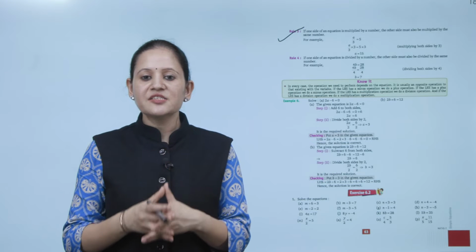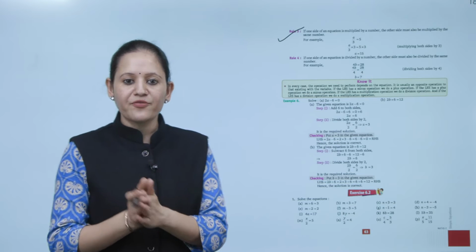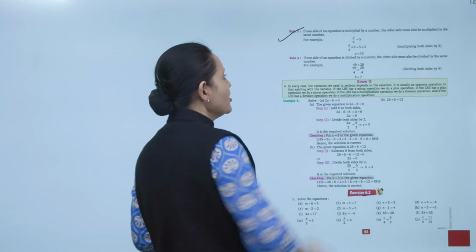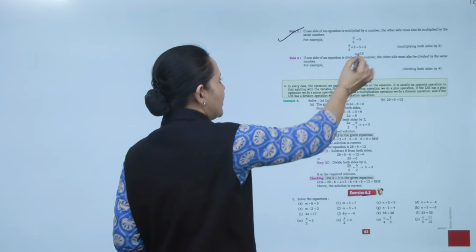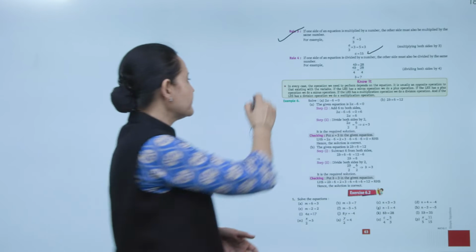Rule number 3. If one side of an equation is multiplied by a number, the other side must also be multiplied by the same number. For example, a upon 3 equals 5. So multiply both sides by 3, a equals 15. Clear?